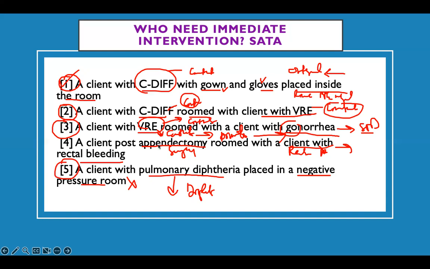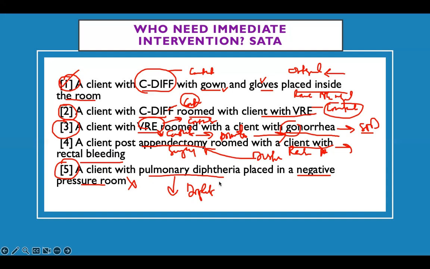A client post-appendectomy is not infectious, and a client with just rectal bleeding will not infect. Unless this patient is having diarrhea, then I may be infectious and I may infect somebody who just had surgery. Just bleeding from the rectum, a GI bleed, is not infectious.